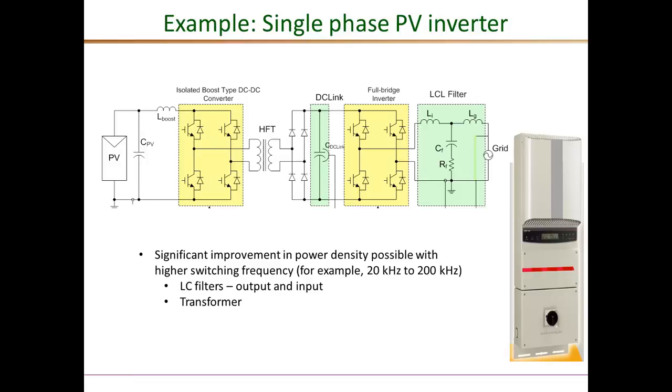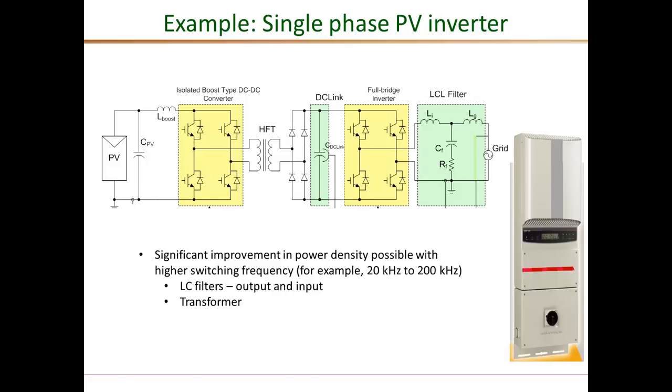The size reduction comes from the reduced size of the transformer with frequency, as well as the reduction in the filters, the LC filters, the output, as well as the boost inductor of the DC-DC stage. They come down in direct proportion to the switching frequency. So I'm going to show a simulation that illustrates the decrease in the filter required as you increase the switching frequencies.